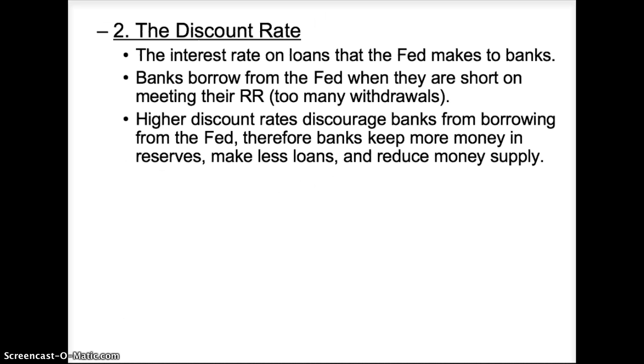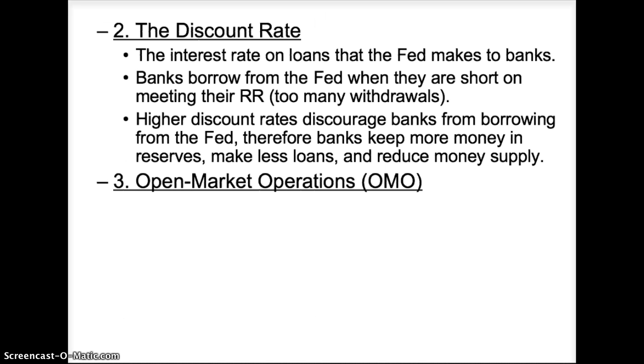When the discount rate is high, banks are discouraged from borrowing from the Fed. Banks will keep more money in reserves, make fewer loans, and reduce the money supply. If the discount rate is low, banks keep less money in reserves, make more loans, and increase the money supply.